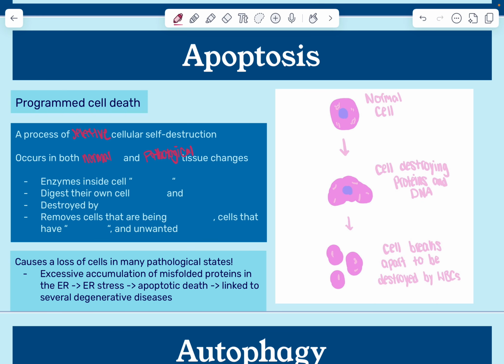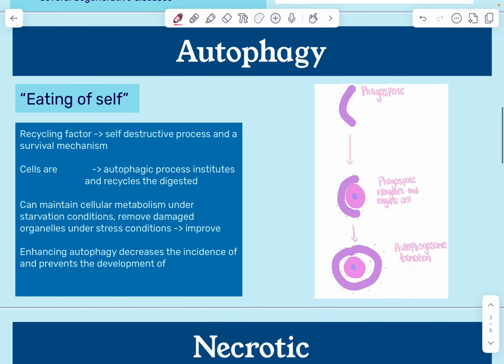For this process to start, the enzymes inside of a cell are going to be turned on, which will cause the cell to digest its own proteins, as well as its own DNA. Then the cell will be destroyed by white blood cells. This type of cell death removes cells that are being replaced. It removes cells that have worn out, and it removes any unwanted tissues. This type of cellular death is also linked to several degenerative diseases.